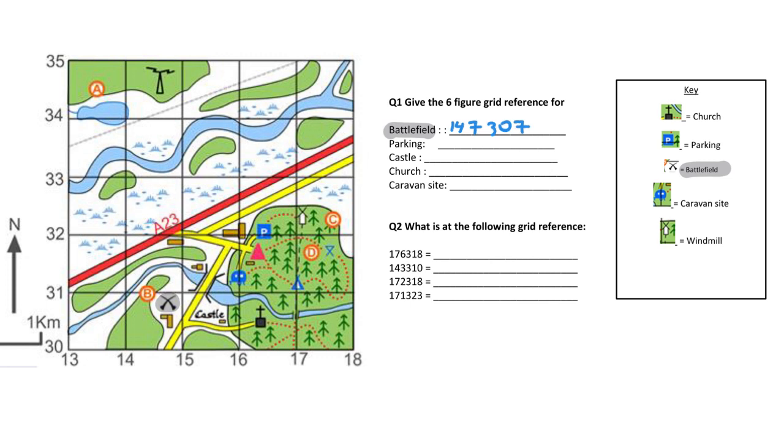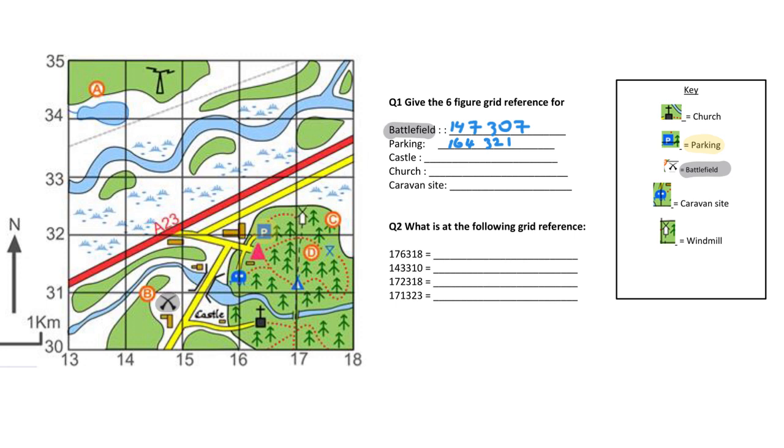If we wanted to go to the parking, the parking is found by the blue P symbol, which we can see is here. So we're in the 16 grid, we've gone across 16, and we're not as far as halfway across, so we're maybe 16.4, and then we're up just a little bit from the 32 grid, so maybe 321. So the 6-figure grid reference would be 164,321.